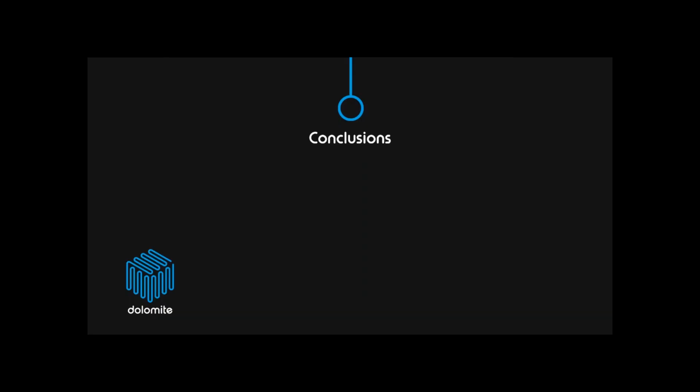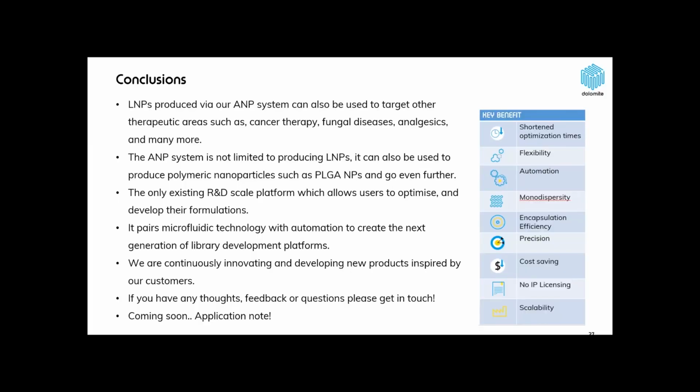So just to conclude what we've spoken about today, lipid nanoparticles can be produced by our ANP system. It's not limited to just vaccine therapy, but you can also use it for cancer therapy and various other things as well. And it's also not just limited to producing lipid nanoparticles. If you so wanted, you could produce polymeric nanoparticles and other types of nanoparticles as well.